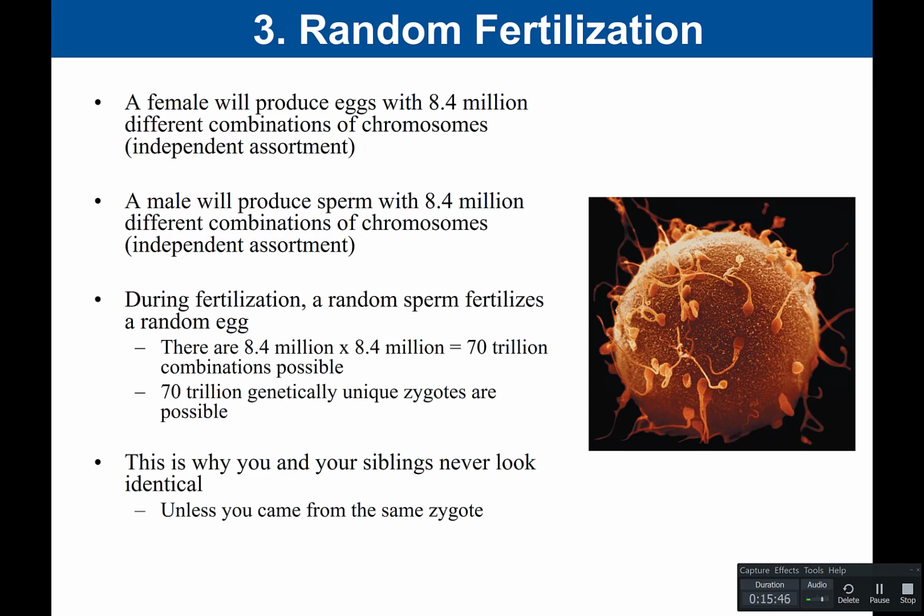Otherwise, if you're talking about random egg versus random sperm, you and your siblings might look similar, but you're definitely not going to be identical. There's 70 trillion possibilities, and the probability that you get all 70 trillion in common is not very likely.